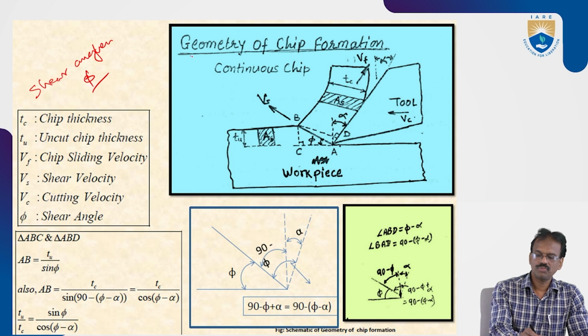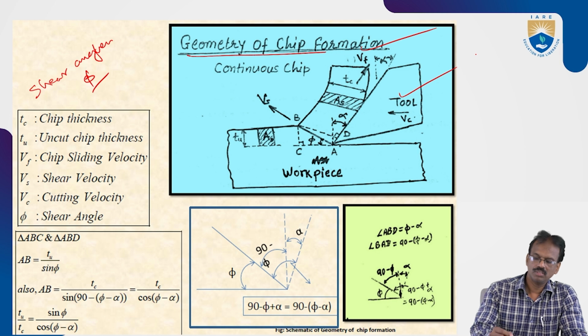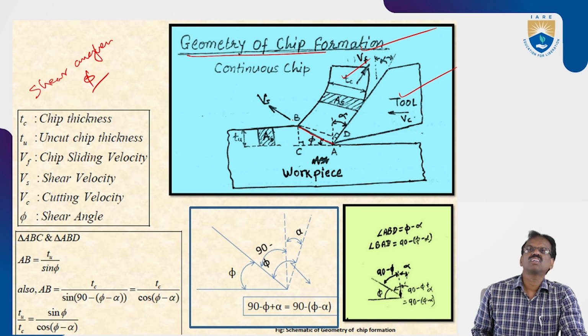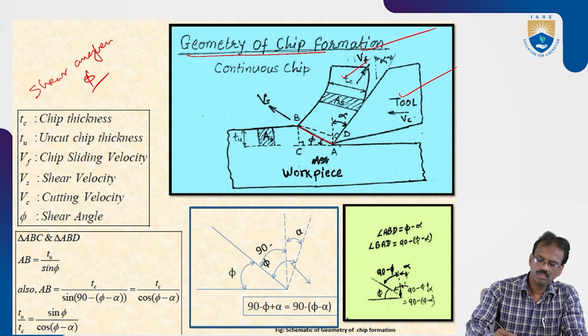This is the geometry of chip formation, general diagram. You know this one. This is the tool. This is the chip. This one is the workpiece. AB shows the shear surface, and you can see the shear line also. This is the reference line, the dotted vertical line. The angle between the reference line and the rake face is alpha. The alpha shows the rake angle.